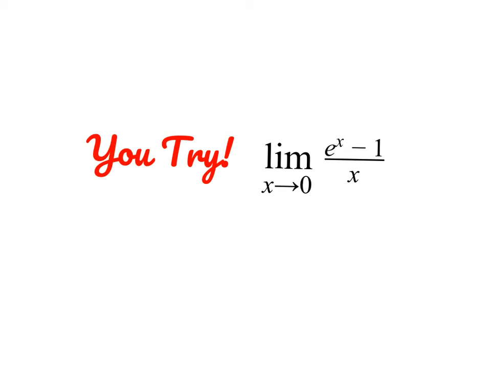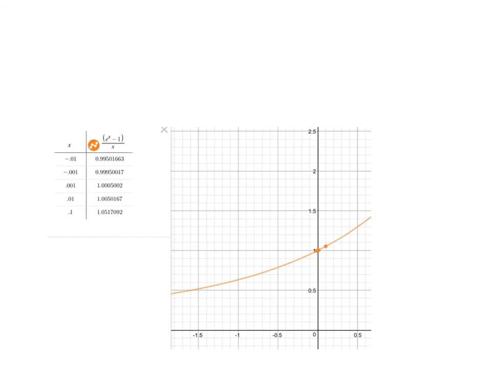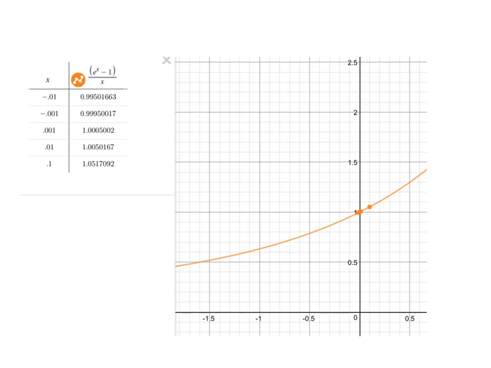So go ahead and pause the video, use some sort of graphing utility to either make a table of values or a graph and see if you can evaluate this limit. So here's my Desmos graph and my Desmos table of values. You can see that this one, as I approach from the left and from the right, or from my graph, this limit approaches 1.